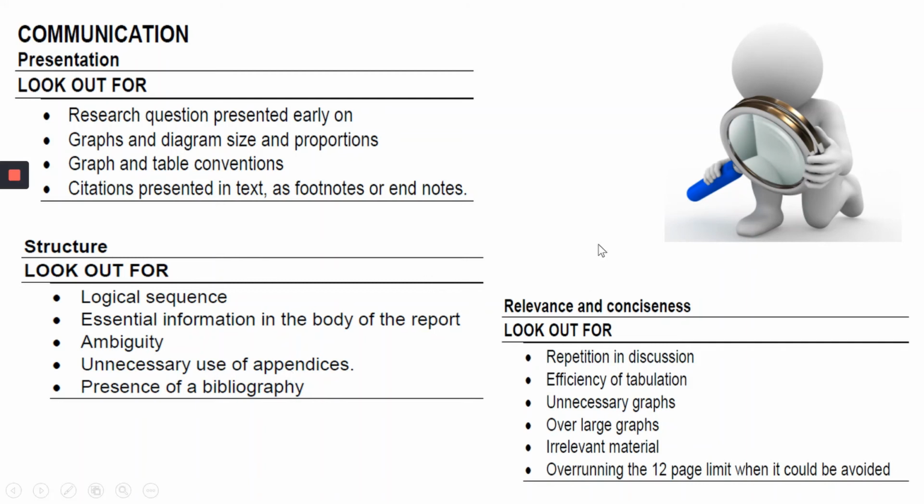Other things, for example, repetitions in discussion. Yes, there are some parts that overlap, but do not just copy directly, for example, the theory from the introduction and then put it back into the conclusion. Do not do that. Try to rephrase it a little bit. Tabulation, so make sure your header is very clear, decimal place, all that.